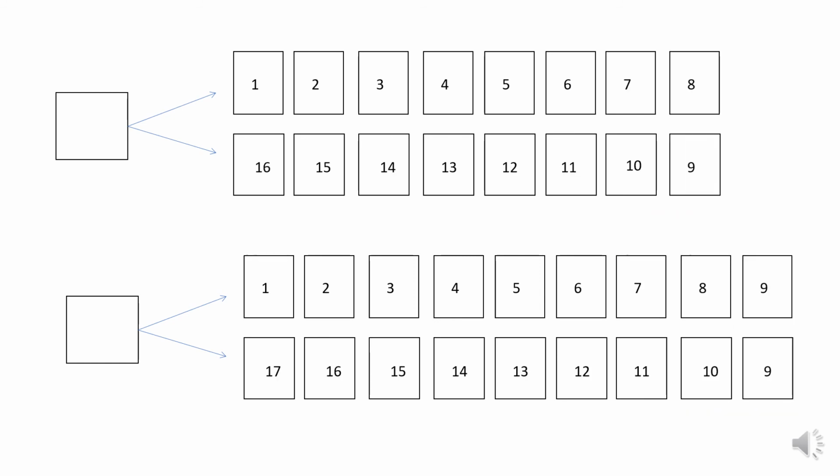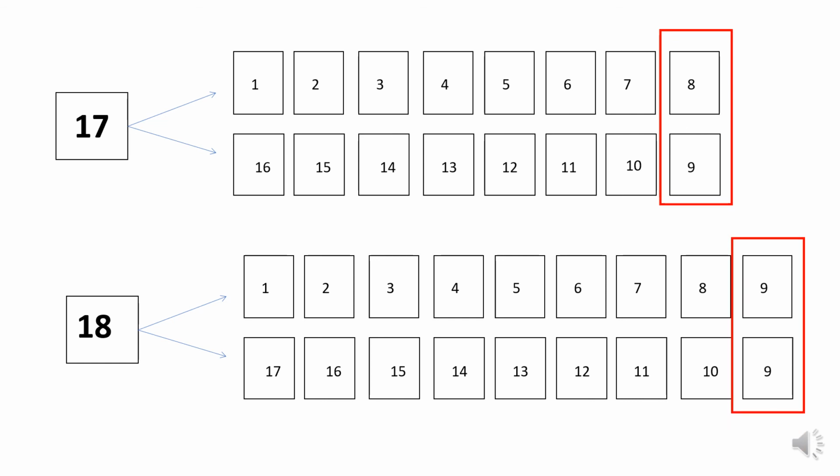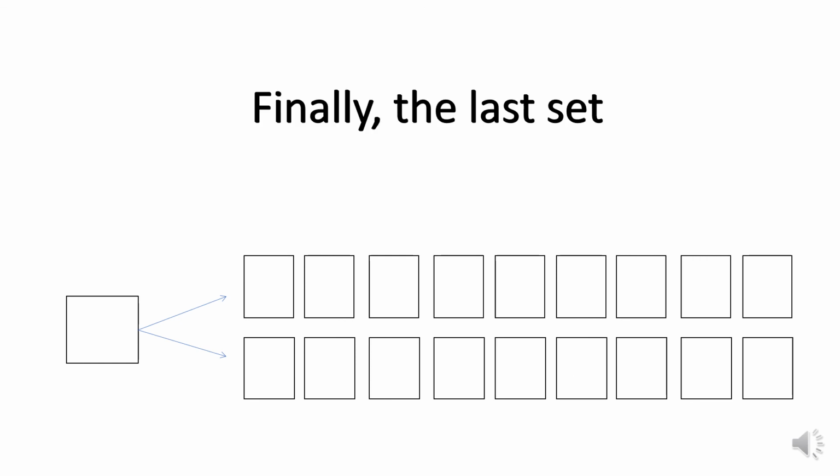Here we have number bonds for 17 and 18. And really for number 17, the only really new one is 8 and 9. That makes 17. And 18 is 9 and 9. But you probably know that from your times table. Finally, we have the last set. Number bonds for 19. 1 and 18, 2 and 17, 3 and 16, 4 and 15, 5 and 14, 6 and 13, 7 and 12, 8 and 11, 9 and 10. You will see as I go down the list that it gets easier and easier. And you probably practically already know this from the previous number bonds.